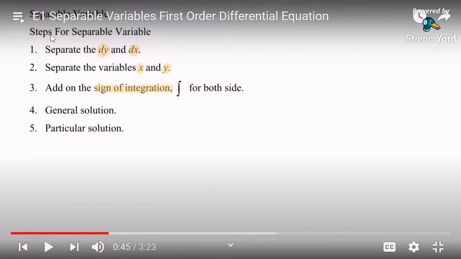So, di sini dia ada langkah-langkahnya, step. So, yang pertama, dy dx. Pisahkan dy dx. So, mula-mula you ada first order differential equation. So, step pertama, pisahkan dy dx. Step kedua, separate the variables x and y, kiri dan kanan, berdasarkan dy dan dx. Step ketiga, add on the sign of integration for both sides. Step yang keempat, cari jawapan, general solution. Makna dia kena guna knowledge atau konsep-konsep yang ada dalam chapter 1, bawa ke chapter 2. Dan carilah jawapan dia. So, sekarang kita akan pergi ke example yang pertama dengan menggunakan langkah-langkah ini.